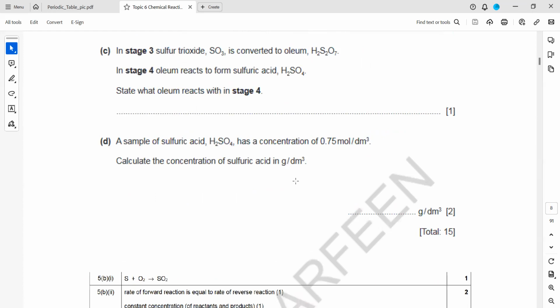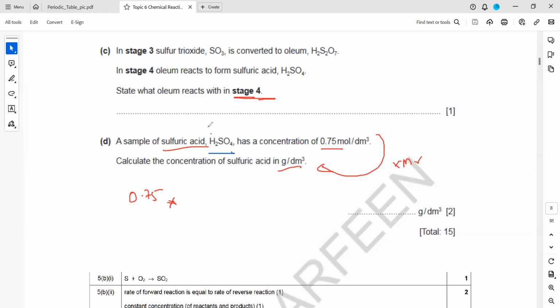Then stage 3, the sulfur trioxide is converted to oleum. This part is actually removed, so you don't have to learn it. A sample of sulfuric acid has a concentration of 0.75. We want the concentration in grams. To convert the concentration from moles to grams, you have to multiply by the molar mass. So the concentration is 0.75. The molar mass of sulfuric acid, you will use a periodic table for that.